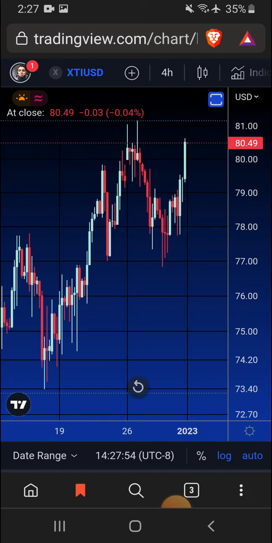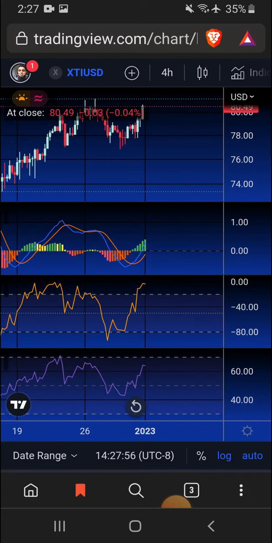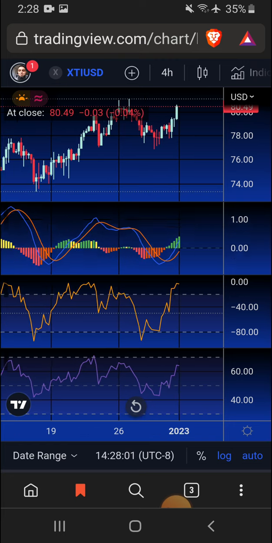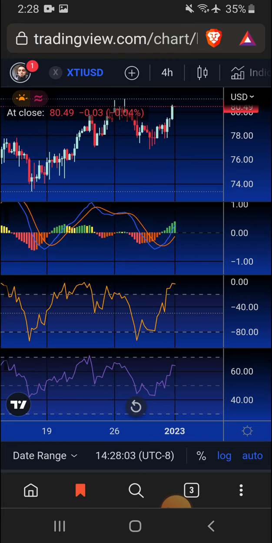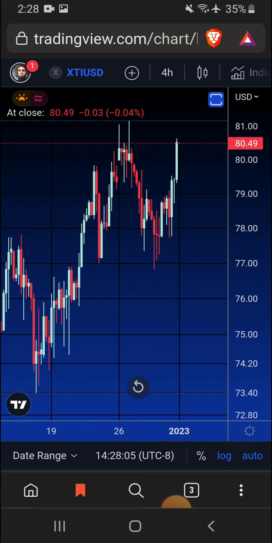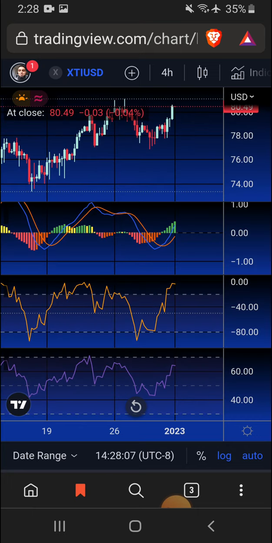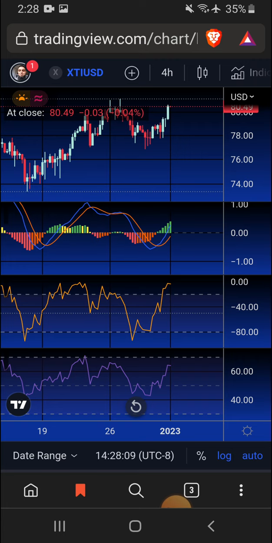So oil's hovering around $80 a barrel. Again, still in a little bit of a bullish phase. I think we could probably come down pretty soon, maybe once that starts to turn down.